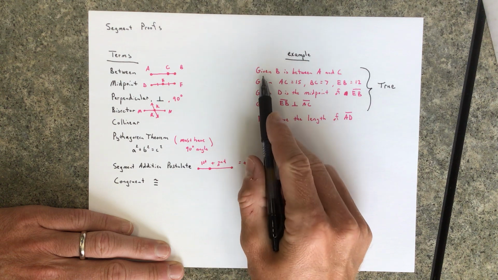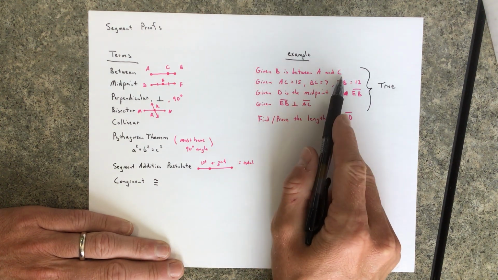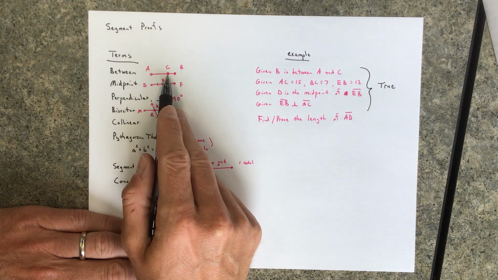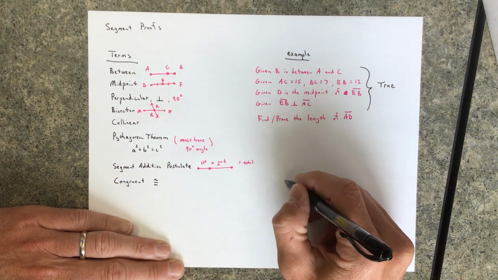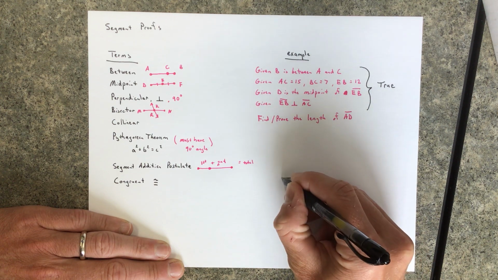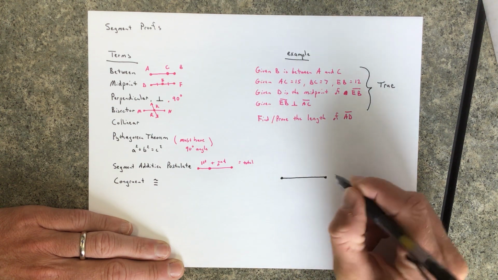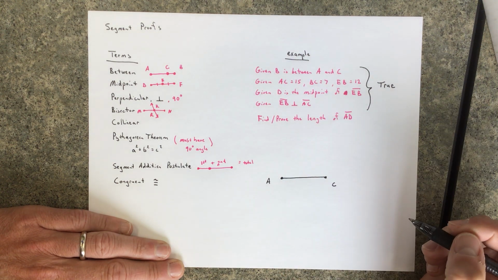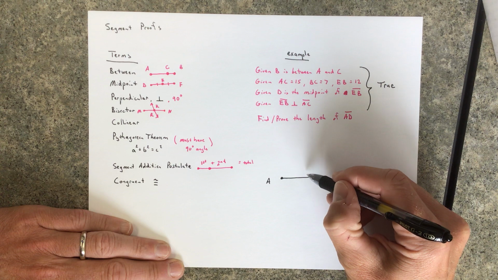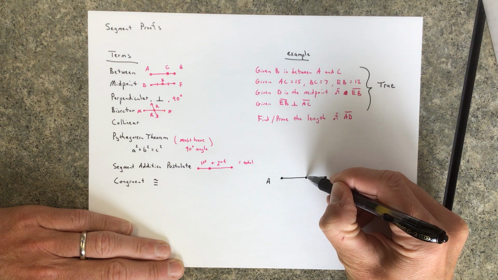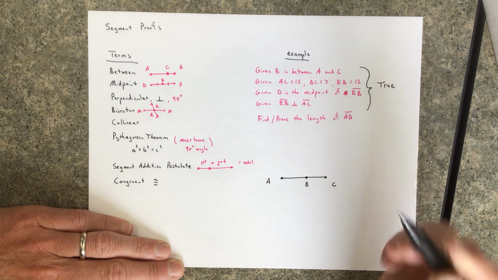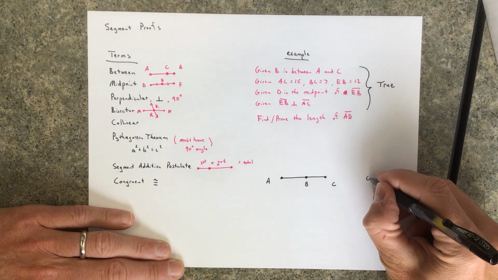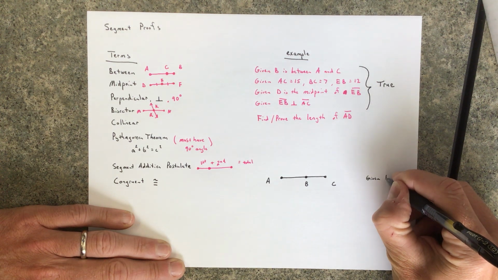So let's start here. Given B is between A and C. What does it mean to be between? The definition of between is to say that they're collinear. So I'm just going to draw a random line segment, and I'm going to label it AC. I don't really know the length of it, but it's there. And then I'm going to say B is between A and C, so I'm just going to put it somewhere between. And how do I know that? Because of the definition of between, right? Given, it said between.